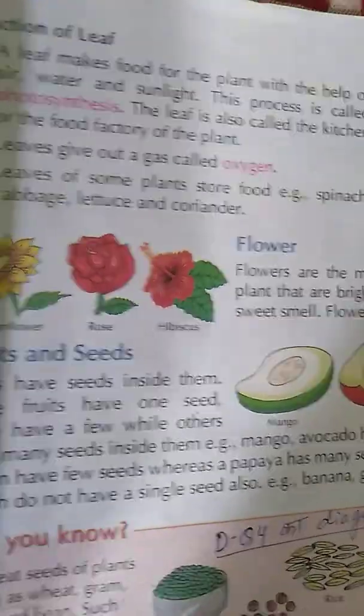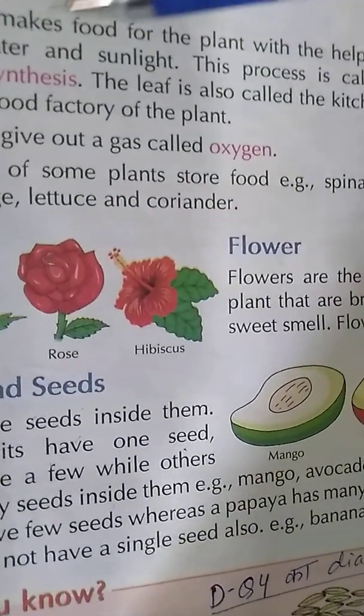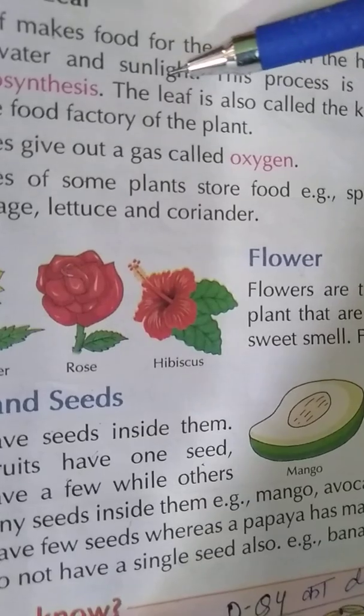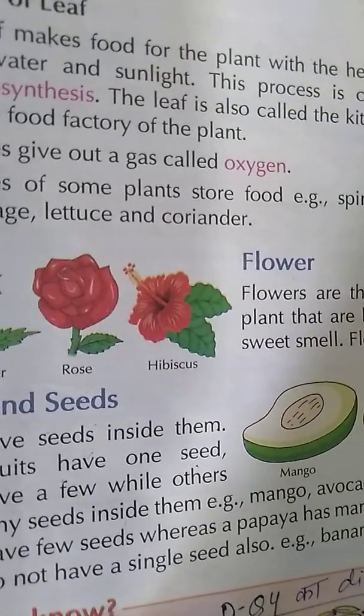Functions of a leaf. What is the main function of a leaf? The leaf makes food for the plant with the help of air, water and sunlight. This process is called photosynthesis.